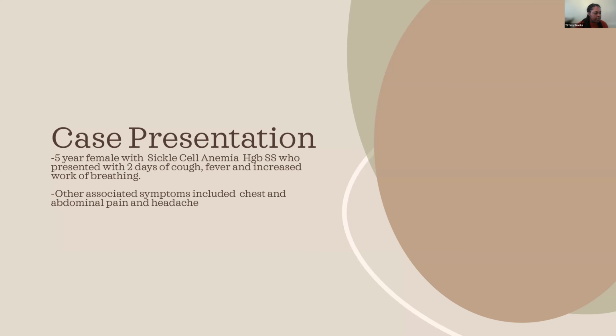So I will be presenting on a patient, a 5-year-old with sickle cell anemia, hemoglobin SS, who presented with 2 days of cough and fever and increased work of breathing. Other associated symptoms include chest and abdominal pain.